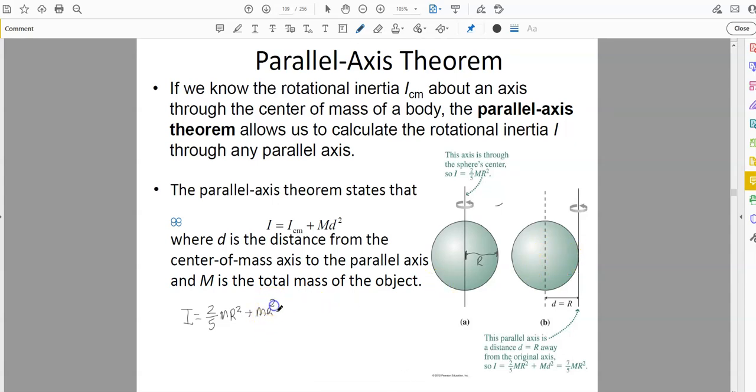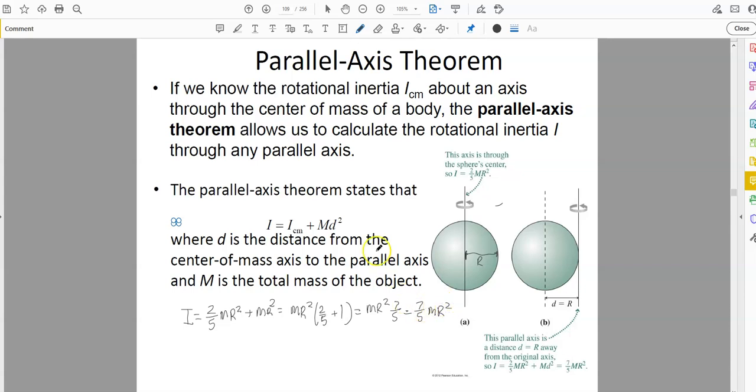So that's mr squared. So I'm going to factor out mr squared here, and then you get 2/5 plus 1. And so that ends up being 5/5 added to 2/5. So that equals mr squared times 7/5, or in other words, 7/5 mr squared.